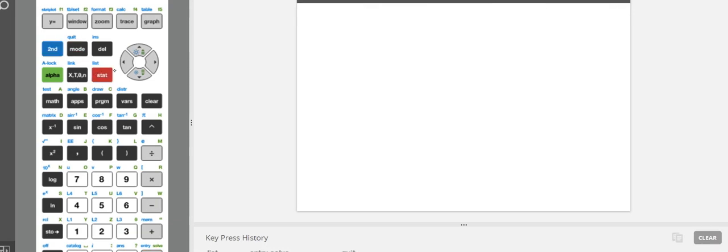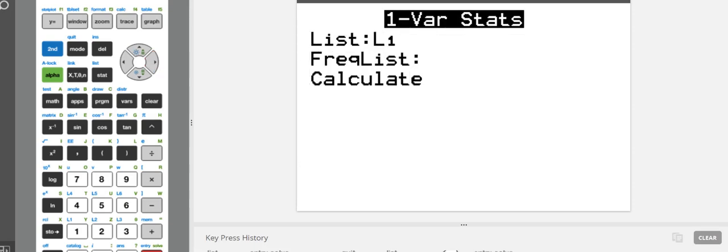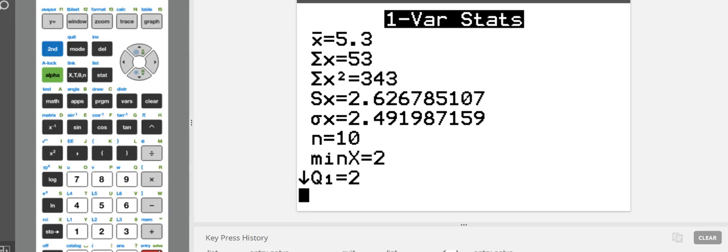I'm going to hit Stat, arrow to the Calculate, one variable statistics in list 1, hit enter. My standard deviation is 2.492. I don't know how many decimal places they want. 2.49 right there.